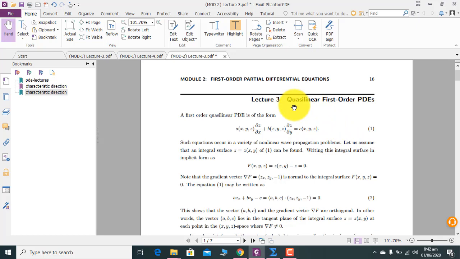From now on we will be starting the lecture series regarding partial differential equations, and today's topic is quasi-linear first order partial differential equation. So let's formally define what we mean by quasi-linear partial differential equations. I have written that equation 1 is known as quasi-linear partial differential equation.